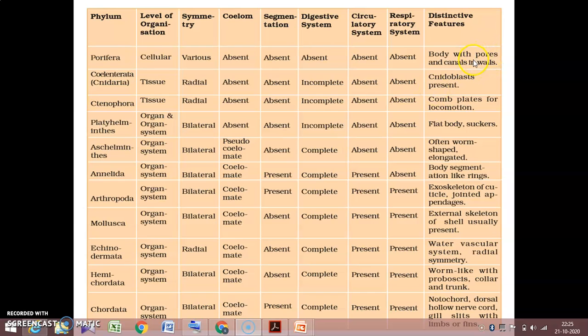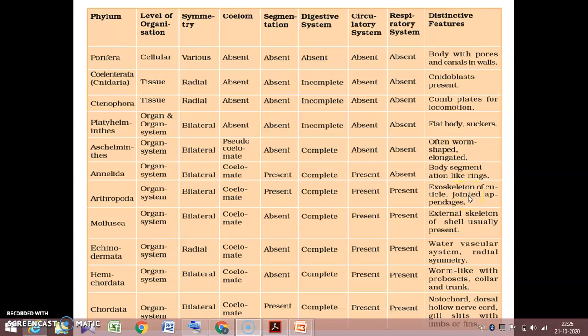Okay. And now let's discuss some special features. In Porifera, the body has pores and canals in walls. In Coelenterata, cnidoblast is present. In Ctenophora, comb plates are present for locomotion. Platyhelminthes, flat body, and being parasites, they have suckers. Aschelminthes, they are often worm-shaped and elongated, and they are called roundworms. Annelida, body segmentation like rings.